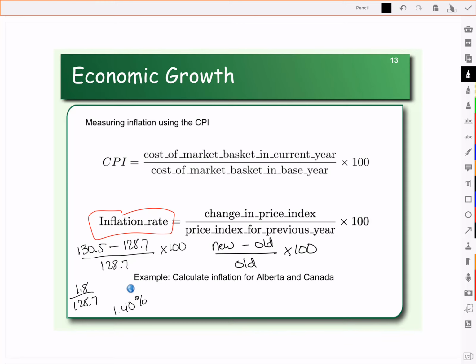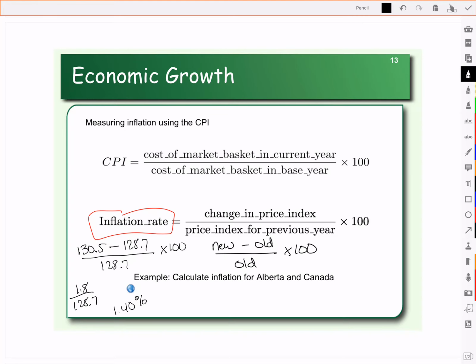On Blackboard, for your challenge, you're going to find an inflation rate for Canada, compare it to Alberta, and compare it to the US. You just want to make sure you're comparing the same period of time. All right, so this is based on CPI.